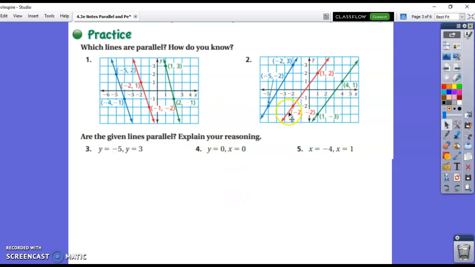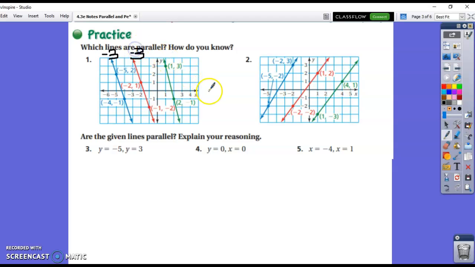Okay, we're going to go ahead and check and see how you did on numbers 1 and 2. So the blue line, I'm going to start at the lower one. I'm going to count up 1, 2, 3, and I'm going to count to the left 1. Remember that when you count up, that's a positive number, and when you count to the left, that's a negative. So that would be a +3 over a -1. So actually that would be a slope of -3. The red here is up 1, 2, 3, and over 1. So +3 over -1. So again, that would be a -3.